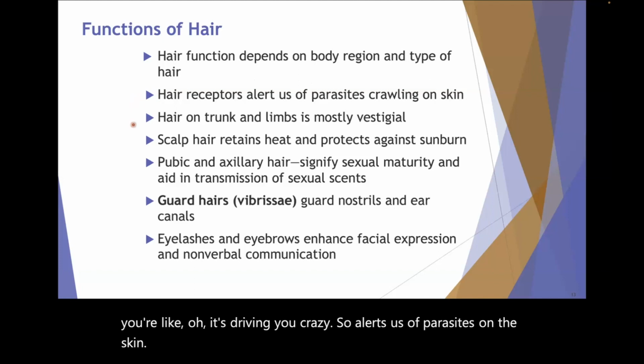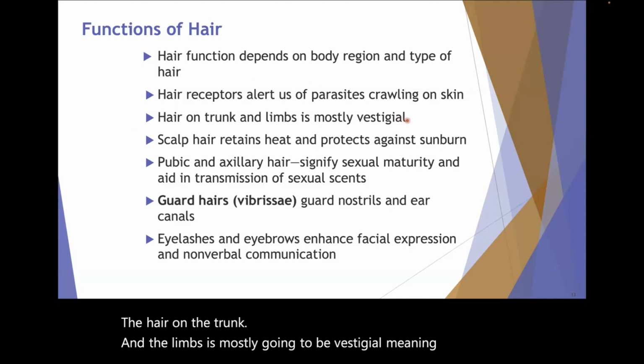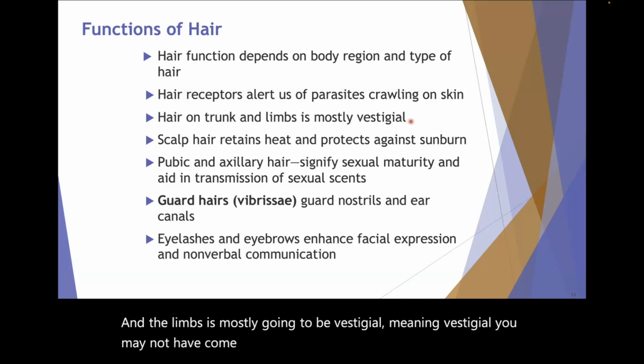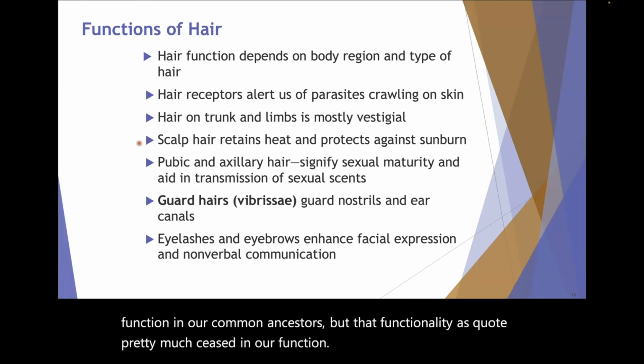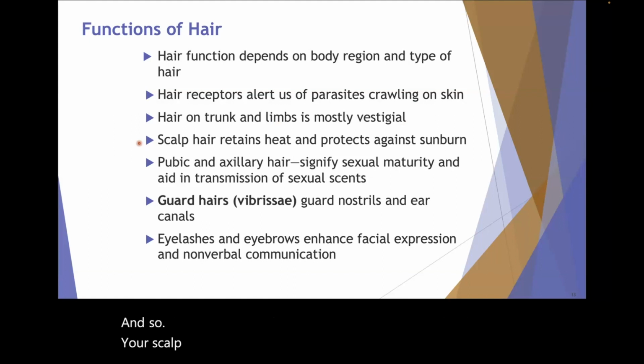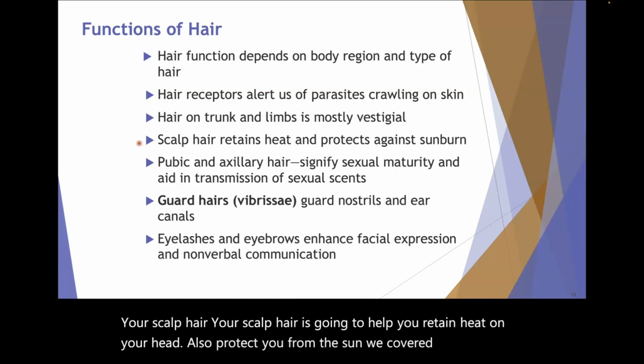The hair on the trunk and the limbs is mostly going to be vestigial. You may not have come across this term. It means that it used to have a function in our common ancestors, but that functionality has, quote, pretty much ceased in our function. And so your scalp hair is going to help you retain heat on your head, and also protects you from the sun. We covered that in the previous set of slides.